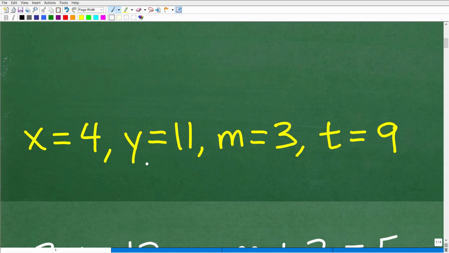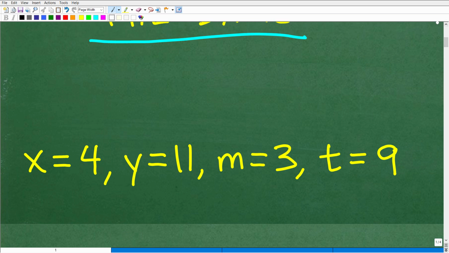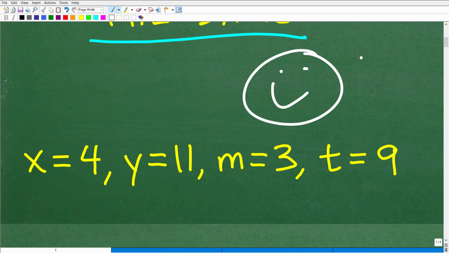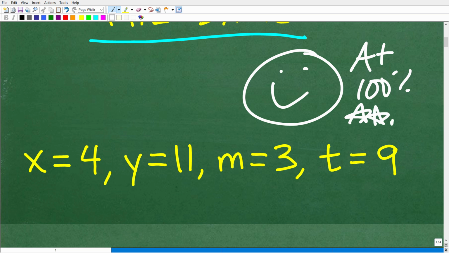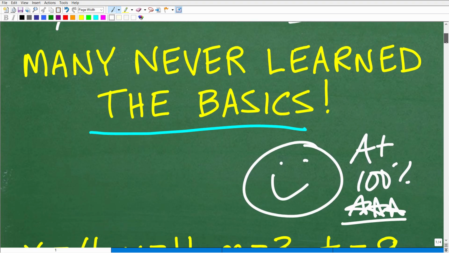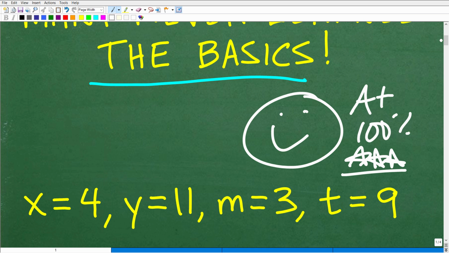We got x is equal to 4, y is equal to 11, m is equal to 3, and t is equal to 9. Okay, so how'd you do? Well, hopefully you got all four of these right. And if that is the case, let's celebrate by giving you a nice little happy face and an A plus, a 100% and multiple stars, so you can brag to your friends and family that indeed you are a certified professional expert in solving one-step linear equations. They won't really know what that means. They'll be like, oh man, that sounds so complicated. And you should brag it up. You'll be like, yes, I am a professional mathematician at this level.